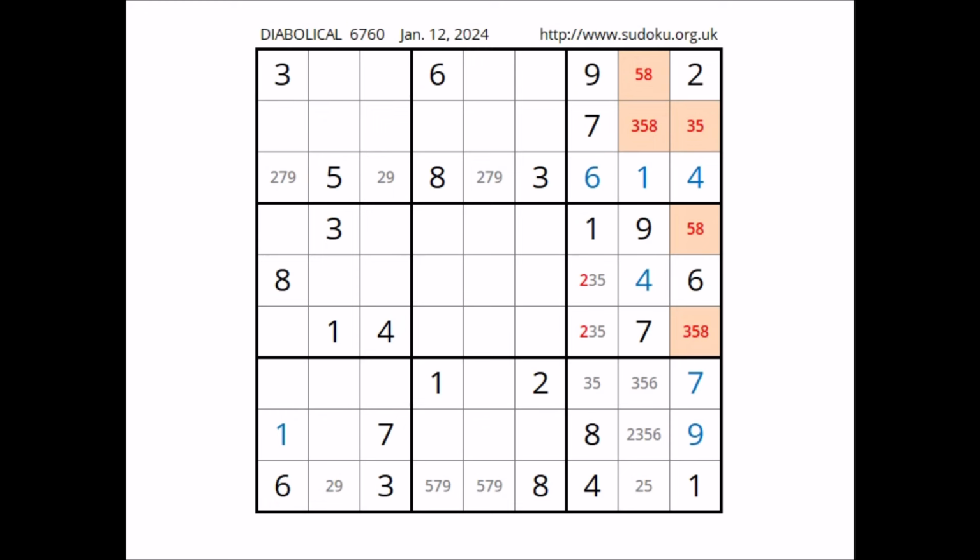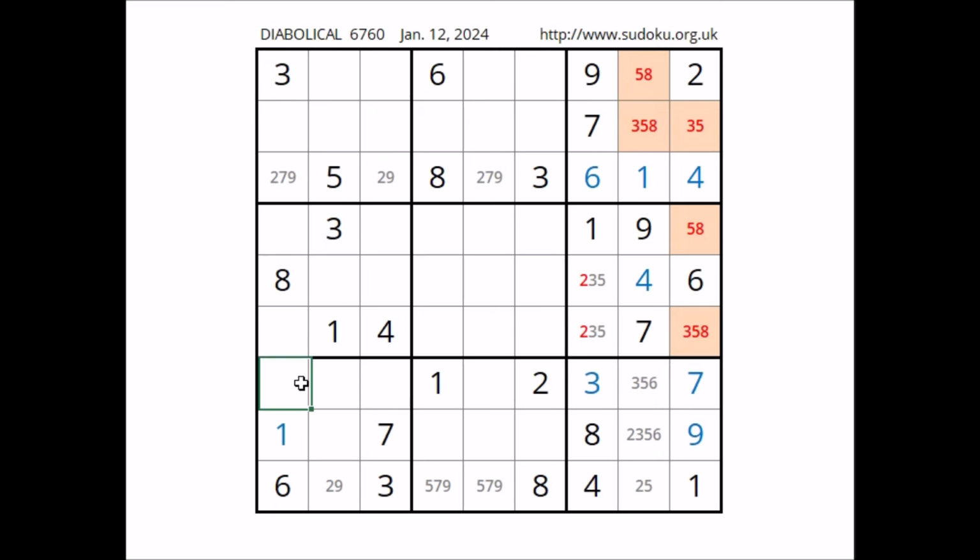What else? Let's see where the number 5 can be in this sector. We have 5 in this column, so we can discard these two places, okay? In this sector, number 5 has to be in one of these two places. 5 can be here, 5 can be here. Also, these two places are in this row, so in this place cannot be 5, so in this place has to be number 3, okay?